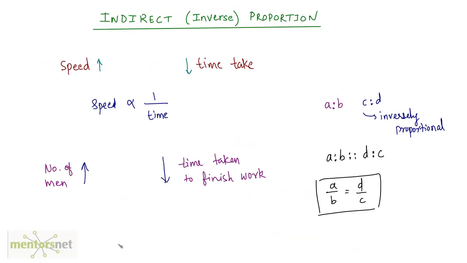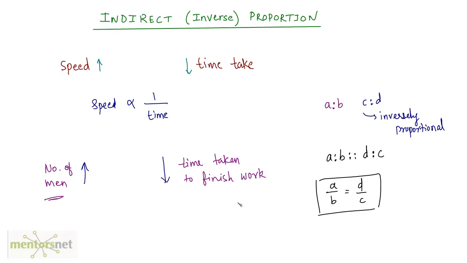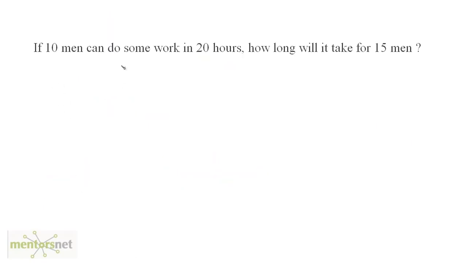Let us now take a problem that involves inverse proportion. If 10 men can do some work in 20 hours, how long will it take for 15 men? Now again we have a situation of number of men and the time taken to finish the work, right? So the more the men, the less time it takes to finish the work. So I can take two ratios here. The ratio of men to hours, we have the first ratio as 10 is to 20, and another ratio is of 15 men is to the time it takes for them. So let it be x.